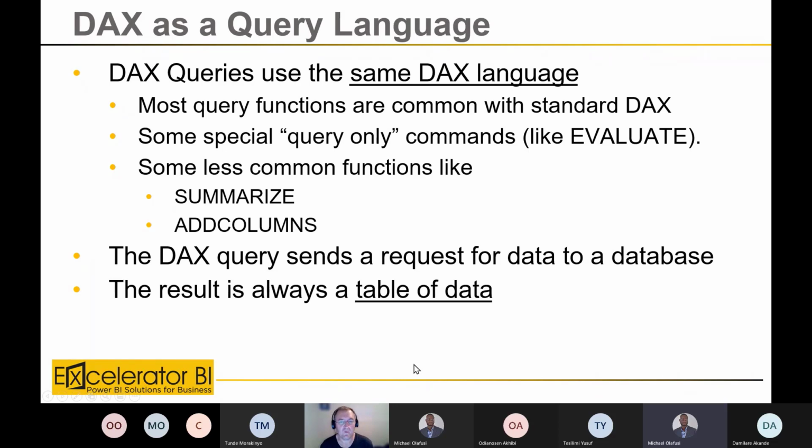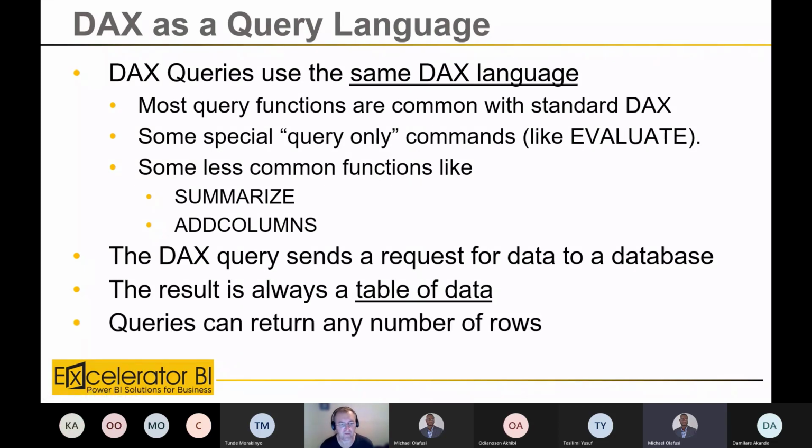Now, importantly, when you write a DAX query, it always returns a table. So this is exactly the opposite to DAX as a functional language. When you write a DAX query, it must be a table. You cannot return a single value, although I'll show you a bit of a trick on how you can get single values. And when you send a query, you can have any number of rows returned: 0, 1, 2, billions. There's no limit to how many rows can be returned.